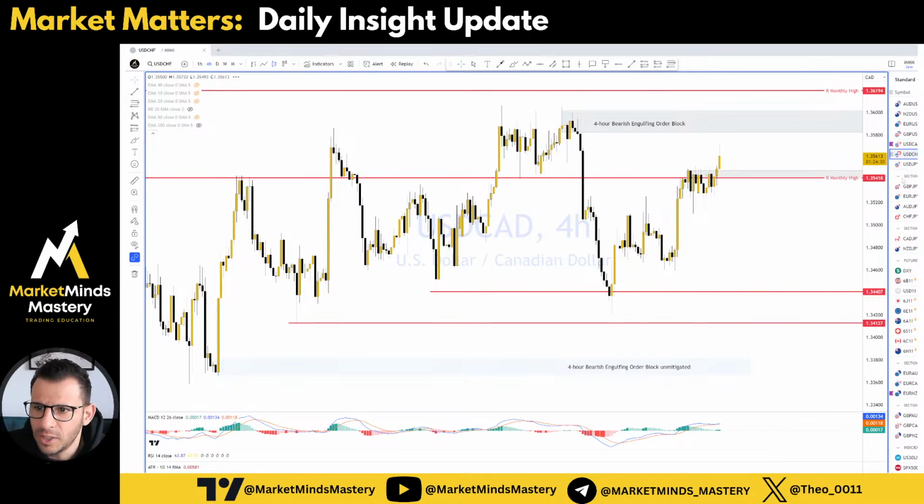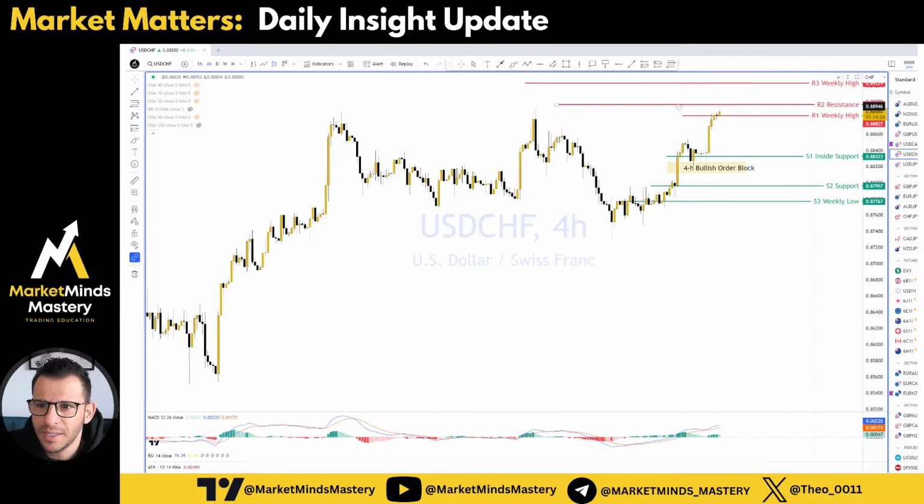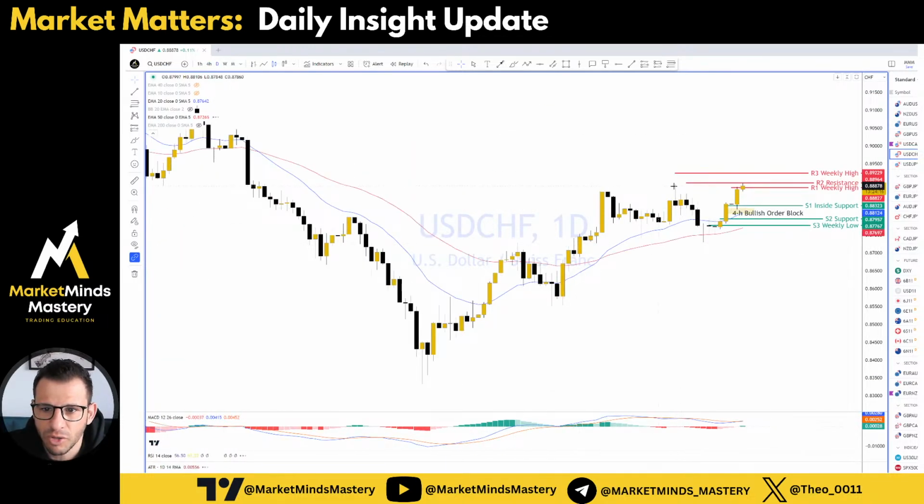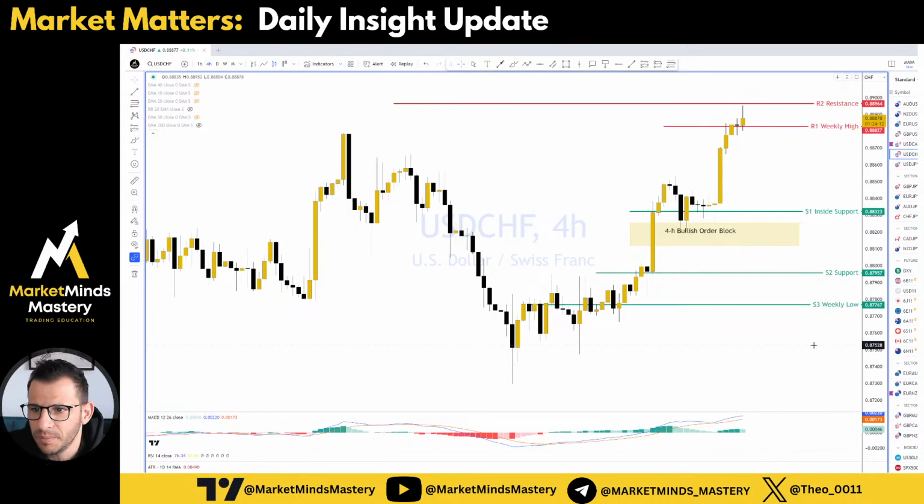So next one, USD Swiss, the price is around these resistance areas. We marked these bearish order blocks sometime last week and a couple of weeks ago actually. On the daily chart, here it's a strong resistance. Let's see if the price will decline a little bit.